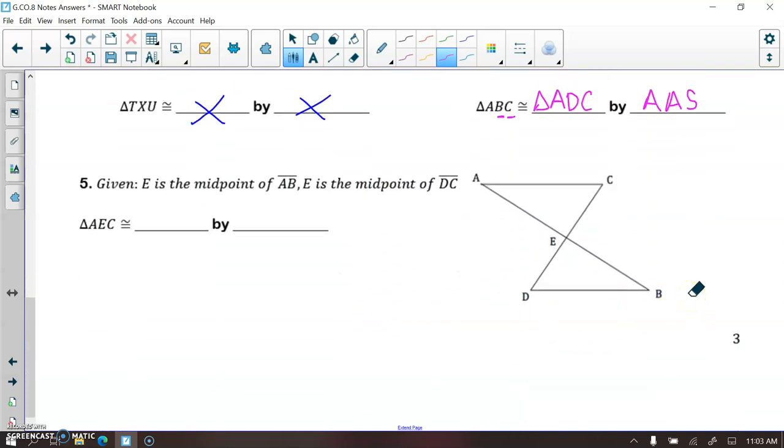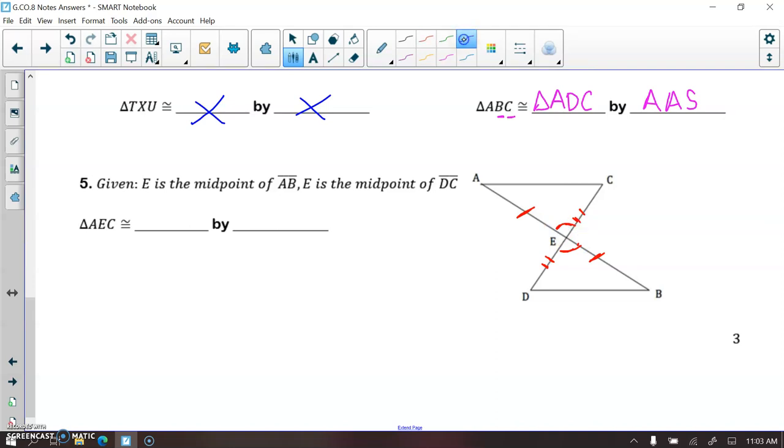Great. Number 5, we are given E is the midpoint of AB. So what that means is that AB is cut in half. And E is also the midpoint of DC. So that means DC is cut directly in half. We also have a pair of vertical angles that would be congruent.